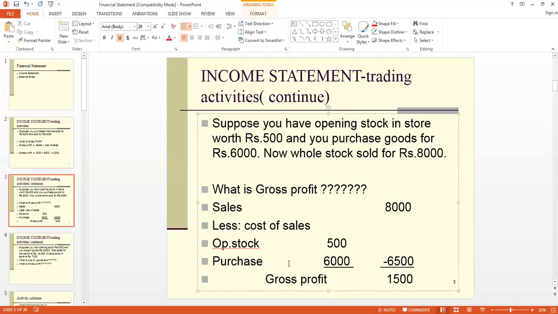I'm concluding it here that if you have opening stock, if you further bought some goods and you sold the whole stock, then students simply add these two and minus from the sales value of 8,000, you will get gross profit.